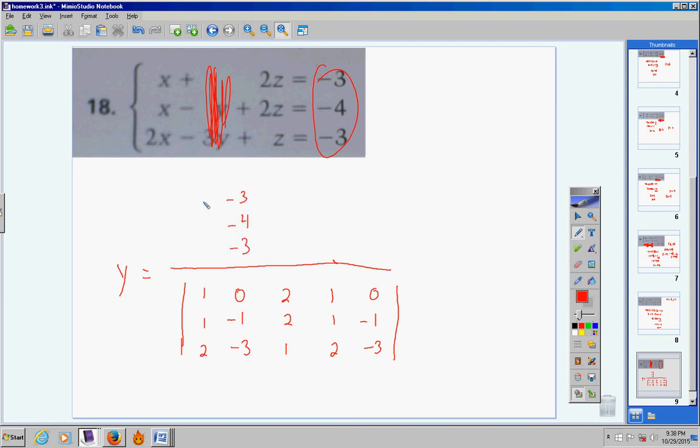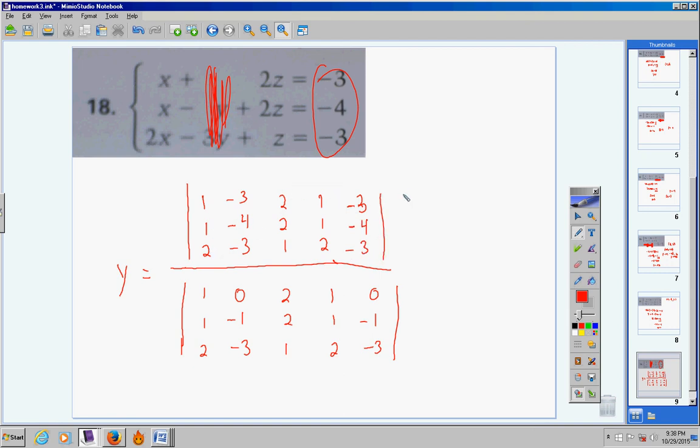My x column is 1, 1, 2. My z column is 2, 2, 1. Now I'm going to copy the first two columns over again. So 1, 1, 2, and then 3, negative 3, negative 4, negative 3. And let's see what happens.